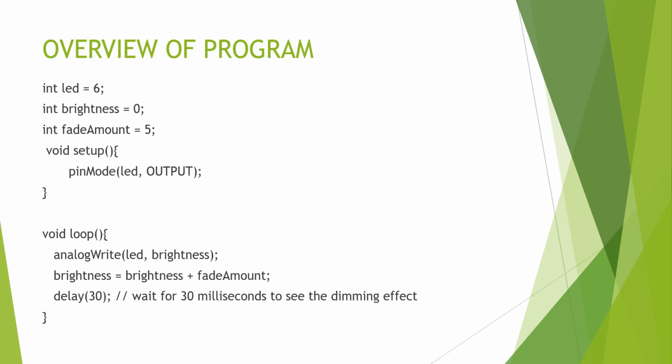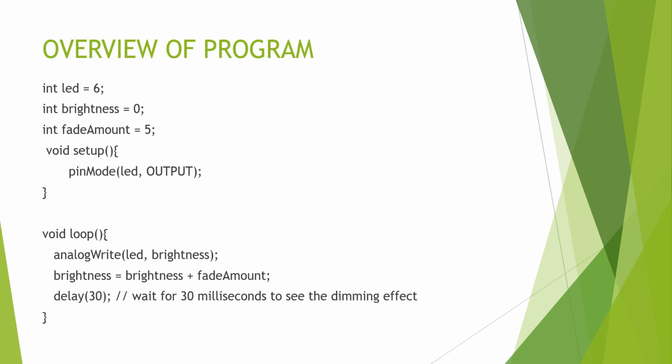You will understand fade amount later, because I am going to increment with it. Next, we have the setup function. Next, we have the loop function. Now focus on the loop. This is the first function call, very important. I am calling analogWrite, passing pin number 6 and brightness. In this case brightness contains 0, so overall 0 voltage is supplied here. But later brightness is changed. Brightness becomes 5.